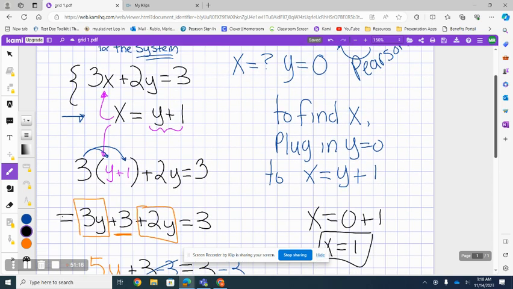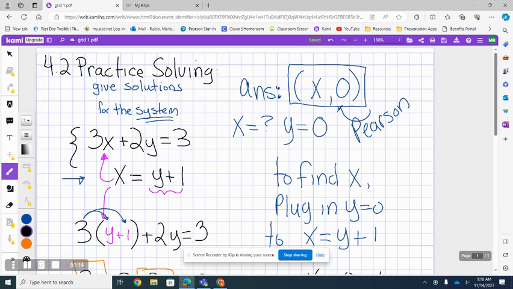So I can go back here and solve. Instead of x, now I put 1. This is what my answer is going to be. So, Joe, let me type this in. It's going to be parentheses, 1, 0, parentheses. And that should be your answer.